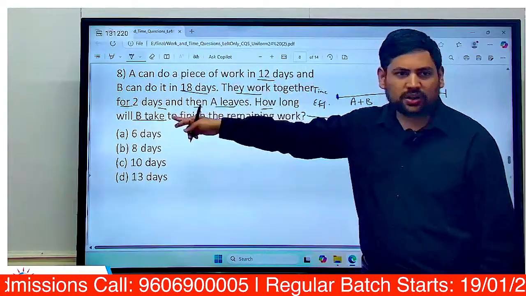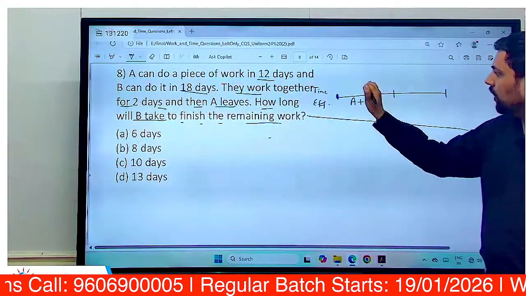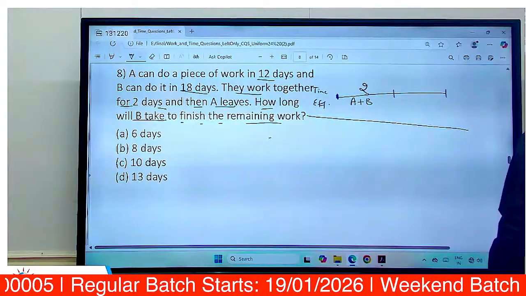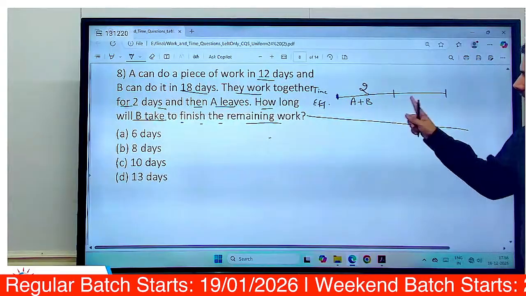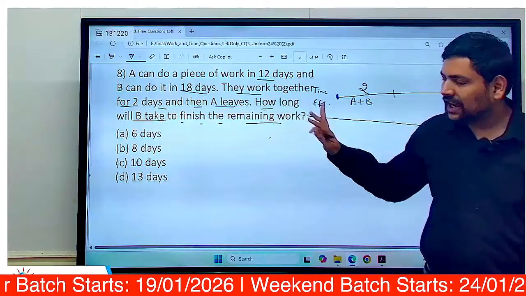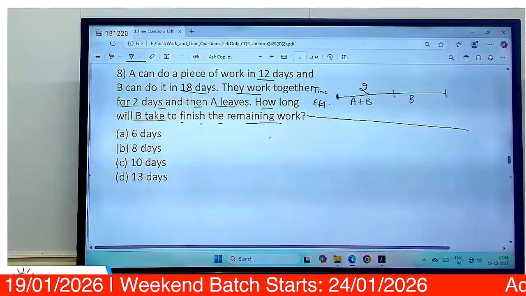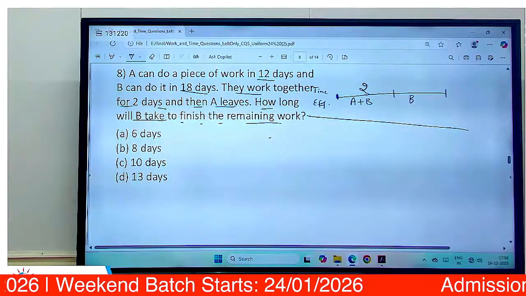They work together for 2 days. So how many work days do they work together? 2. So I'll write 2 here. Correct. Then in the remaining part, A has left. So now only the efficiency of B is being counted.